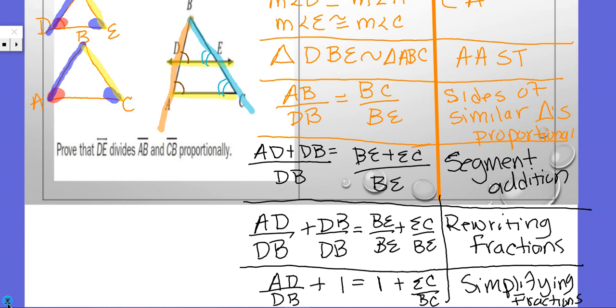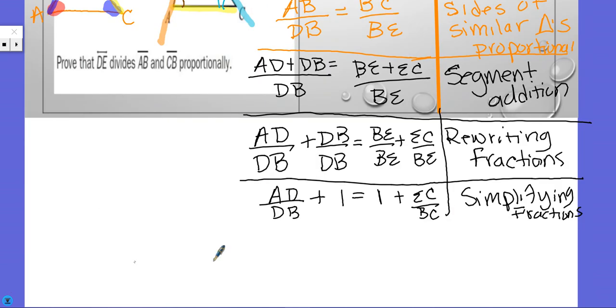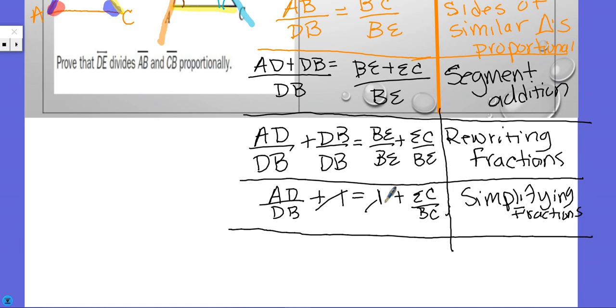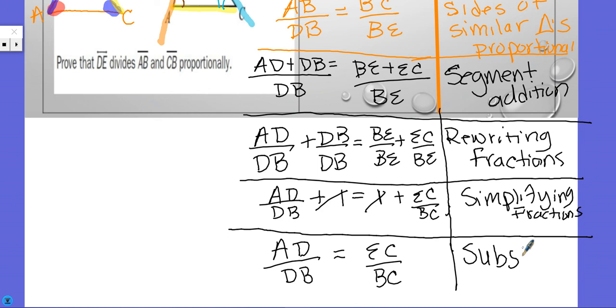All right. Now, we're going to write, well, if you notice, they both have 1 in it. So guess what, babies? We can get rid of the 1 on both sides. So we're going to say, oops, AD over DB equals EC over BC. And then we're just going to say subtraction property of equality.